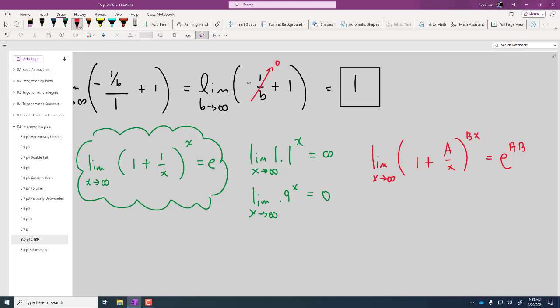So for these improper integrals, the ones that we tend to see are the infinity over infinity and 0 over 0. Those are the two common ones.